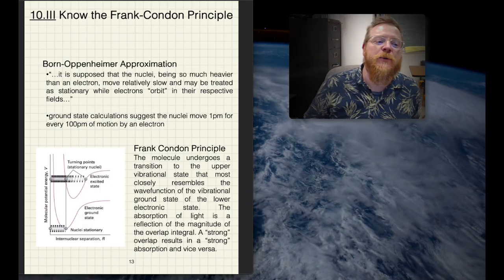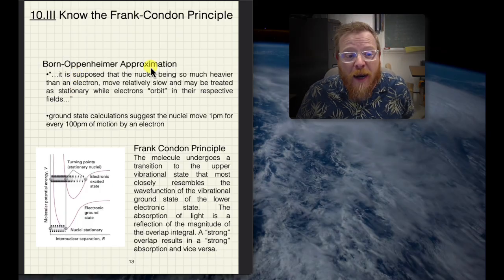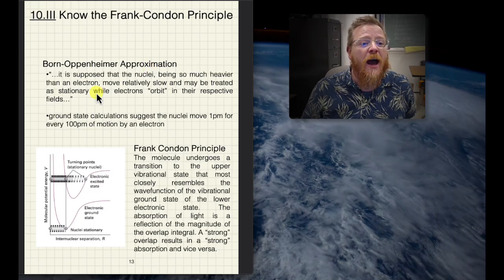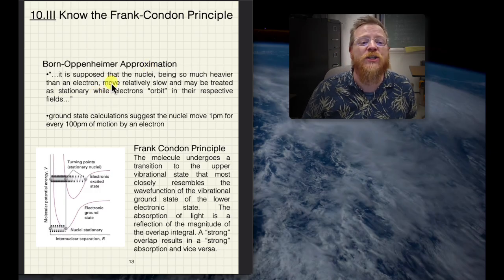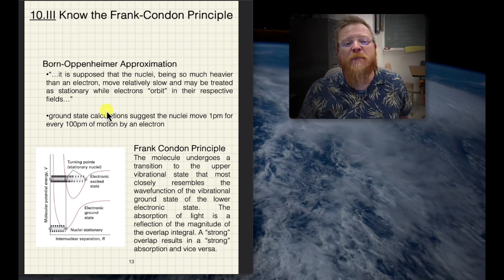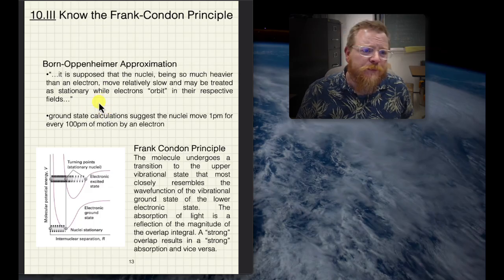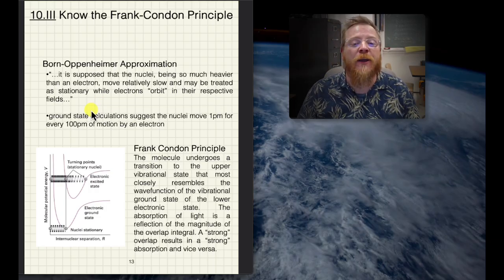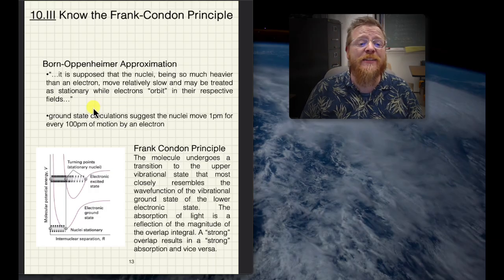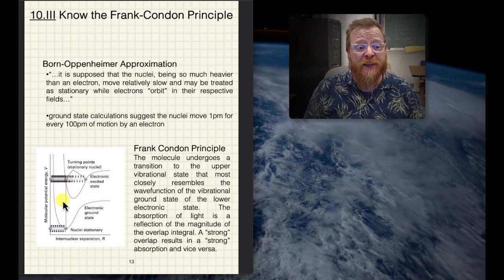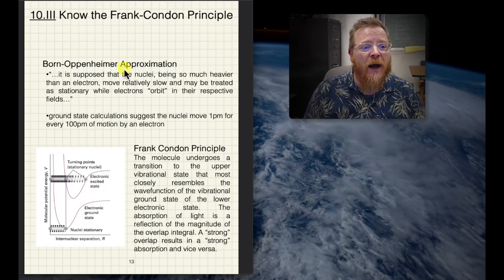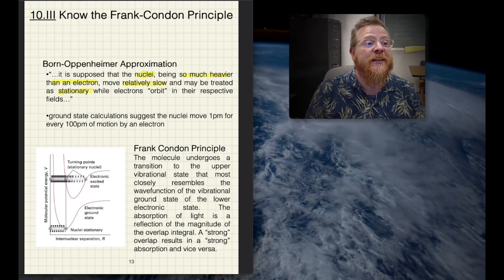So the Franck-Condon principle starts under the Born-Oppenheimer approximation, which says that we suppose the nuclei are so much heavier than an electron that they may be treated as stationary while electrons orbit in their respective fields. We talked about this before when we built up our model of the hydrogen atom. And now we can see another application of this is related to the Franck-Condon principle. Again, the nuclei being so much heavier than an electron move relatively slowly and may be treated as stationary.